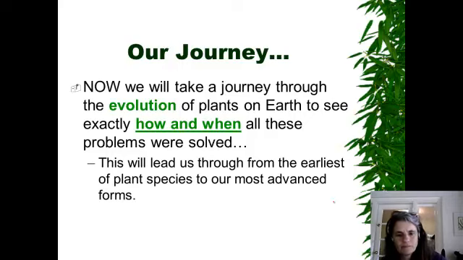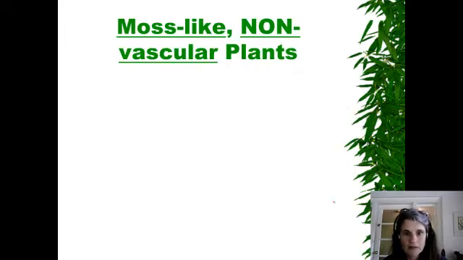Okay. Now, here is the beginning of our journey. We are going to see when all of these problems were solved. They were not all solved at once. It wasn't one big boom. First we solve this problem, and then we solve another problem, and we get another evolutionary branch, and then we solve another problem, and then we get another evolutionary burst of activity and more organisms. So we're going to go from the earliest plant species to the most modern and look at the evolutionary steps it took to get there.